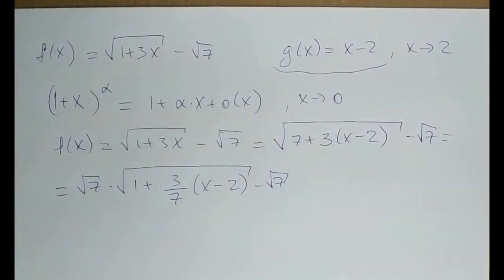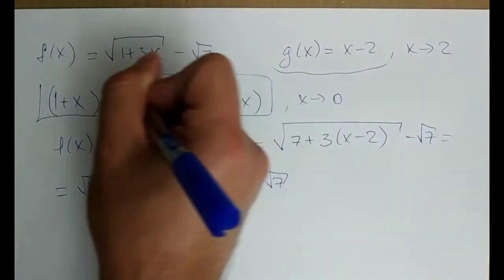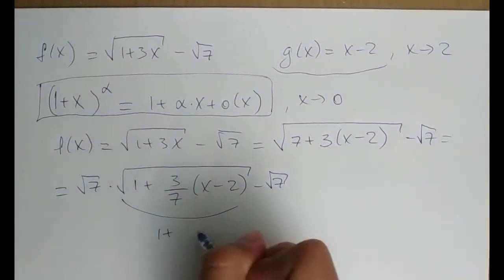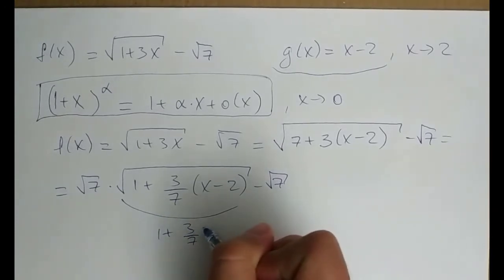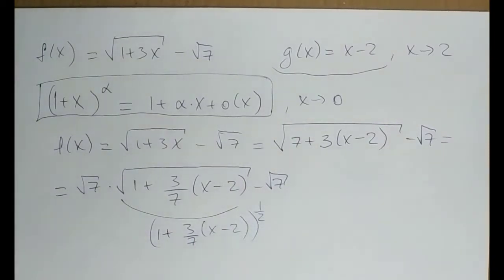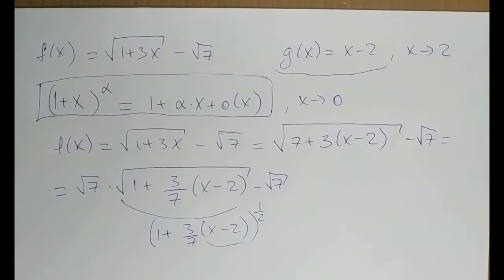Why do we need this one? Because we want to use this equation. And to use this equation, you need to provide this form. So now we have 1 plus 3 over 7 times x minus 2, to the power of 1 over 2. This is our x as x. This is just a coefficient.